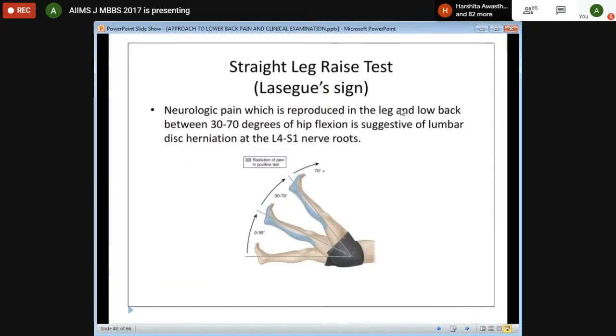So 0 to 30 degrees, the neurological pain will be reproduced in the leg and lower back. Pain between 30 and 70 degrees of hip flexion is considered to be PIVD, or prolapsed intervertebral disc, usually at L4 to S1 level nerve roots. More than 70 is considered normal. Patient can have up to 70 plus, which is usually normal. The normal patient can do it.